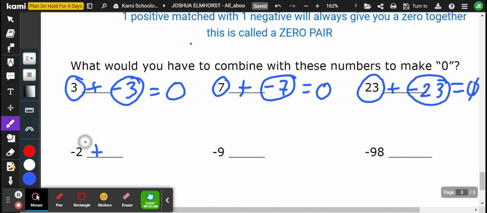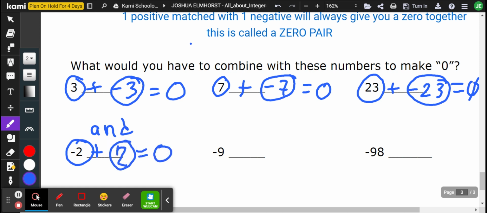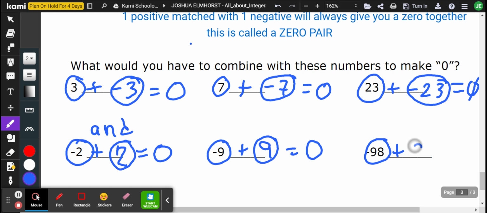I think you're getting the idea here. 2 negatives and, we're going to use the word and here, 2 negatives and 2 positives would give you back to 0. 9 negatives, 9 positives would give you 0. And the last one, just a bigger number, just for an example, 98 negatives and 98 positives would also give you 0.